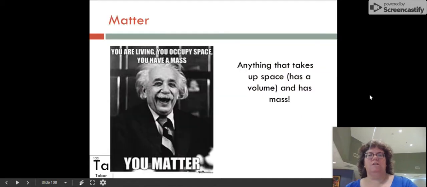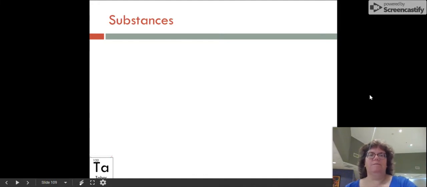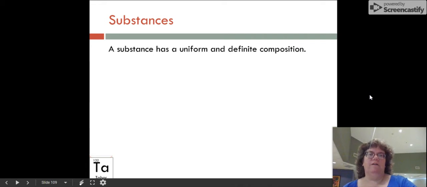So, first let's talk about what matter is. Matter is basically anything that takes up space, which means it has a volume and has mass. So, anything with volume, anything with mass is classified as matter. There are a couple different types of matter. The first type is a substance. A substance has a uniform and definite composition. So all throughout, it is all the same.